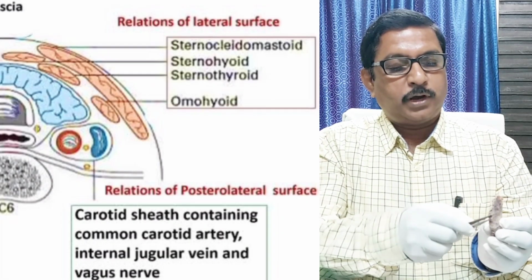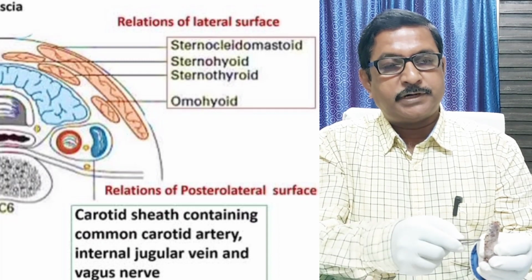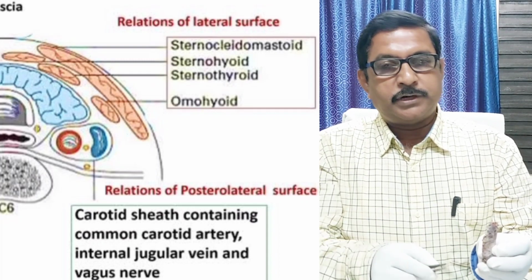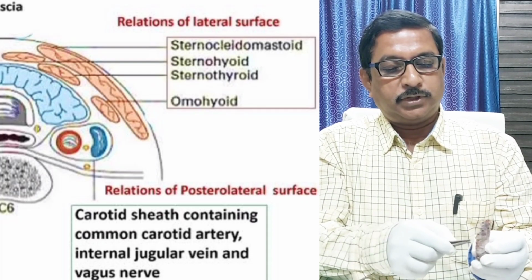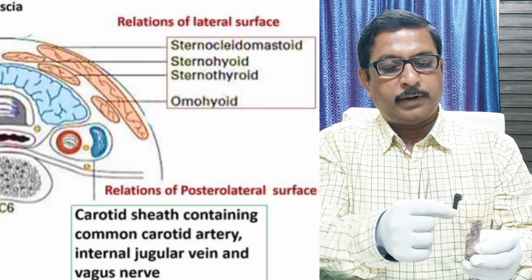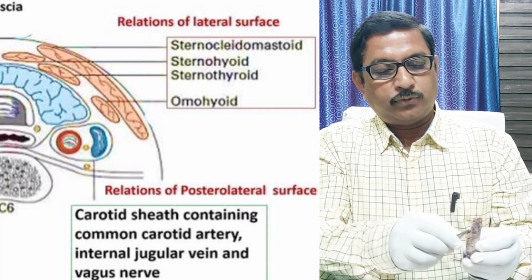And on the posterolateral surface, the main structure related is the carotid sheath, which contains the carotid artery, internal jugular vein, and vagus nerve. So these three structures within a covering or envelope called the carotid sheath are related to the posterolateral surface of the lateral lobe.